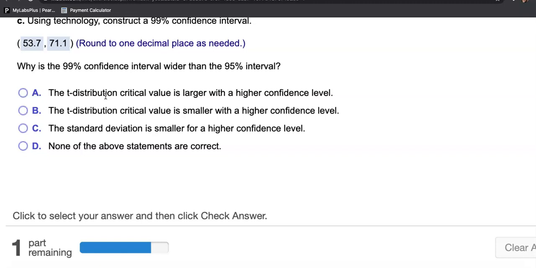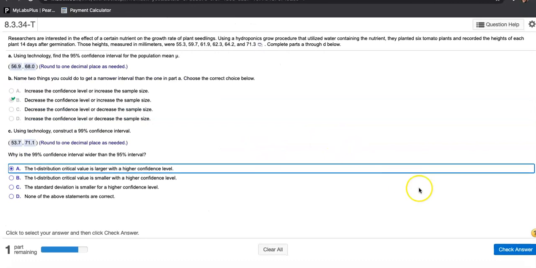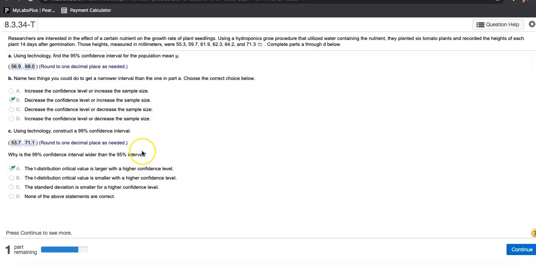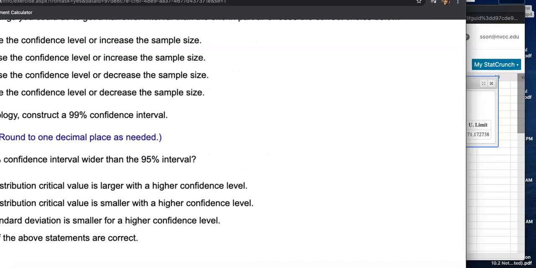That's true. The T critical value gets smaller? No, that's not true. Standard deviation is smaller for a higher confidence level? I think I already got the answer. On a T distribution, the bigger the confidence level is, like if you want 95%... let me go ahead and show you a quick picture.